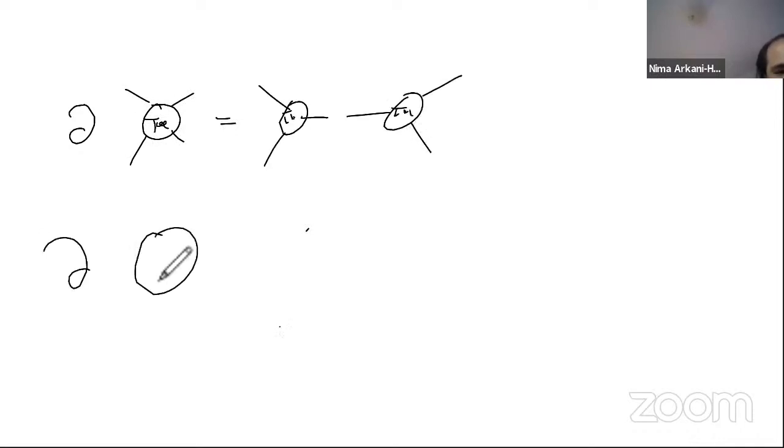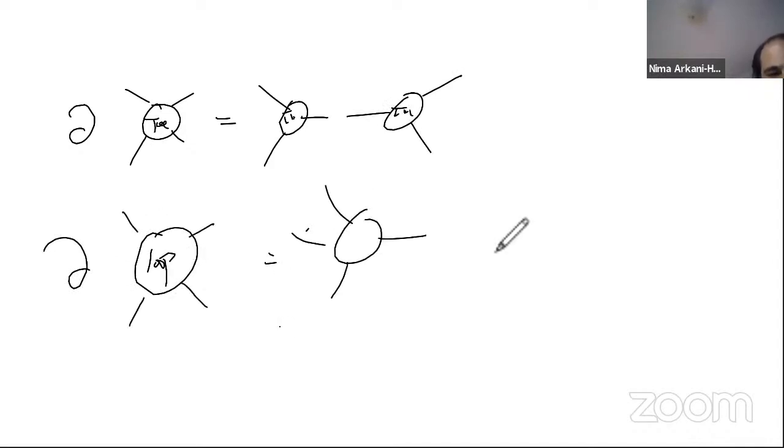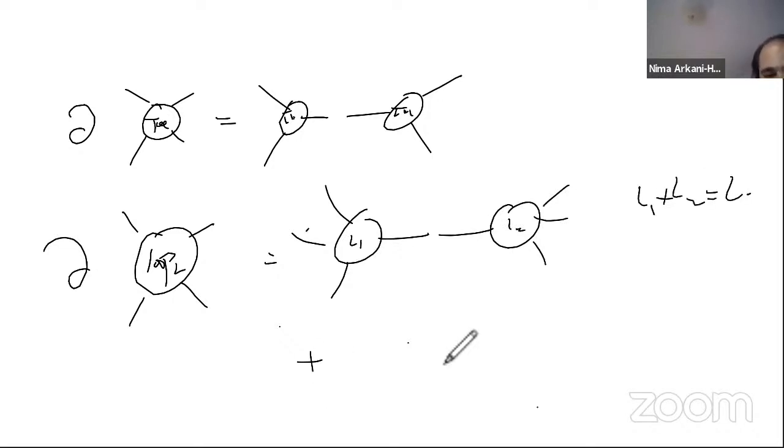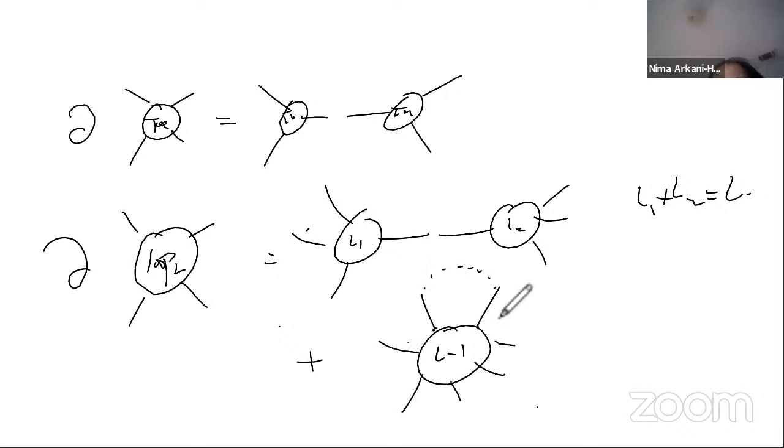But boundary of loop is loop. I mean, if I have a general L loop, it has a piece that has L1 loops here and L2 loops here, where L1 plus L2 equals L, and also a piece that has L minus 1 loops, but two extra guys coming out of it, which kind of got identified with each other. Okay, so this is the sense in which properties of these rational functions definitely mix up different orders in perturbation theory with each other. They have to do that in order to reflect locality and unitarity.